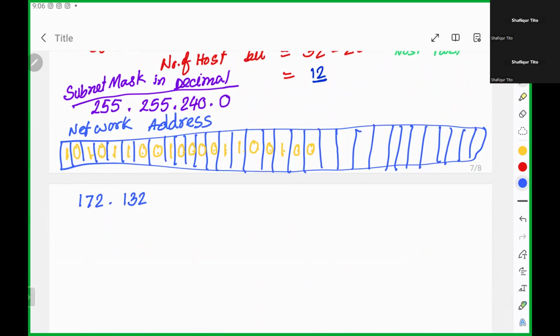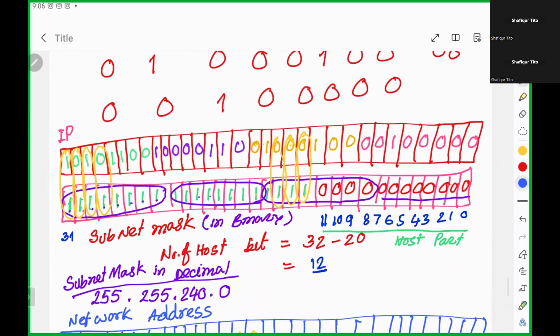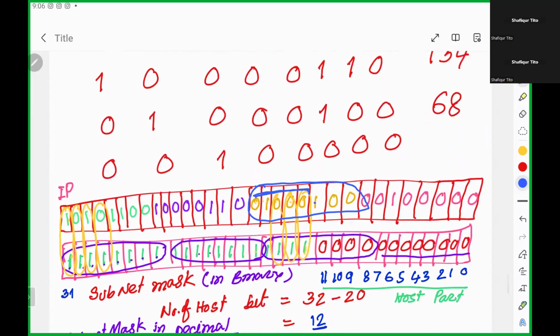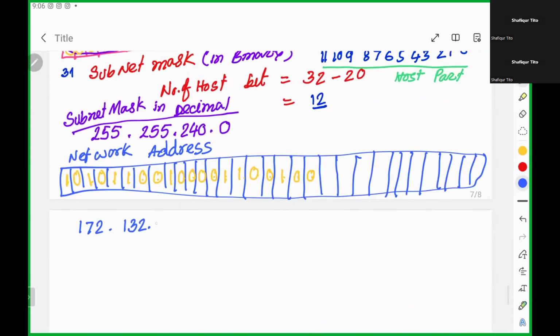But the last one is 4 bits. I will have the same number, but the rest of the bits will be different. In the next octet, this is my 8 bits, but I will have only 4 bits in my network part. So this one will be my network part, and this one will become 0, because this corresponds to 0, right? So it will not be 68, it will be only 64. So this will be 64, and then the next one will be 0. So this is my network address.